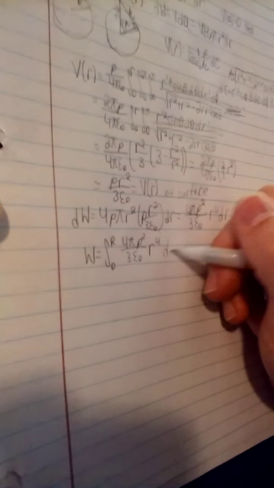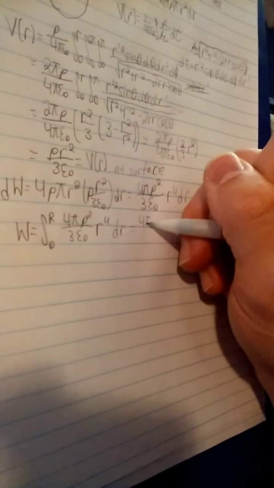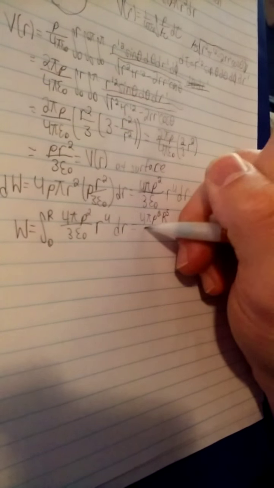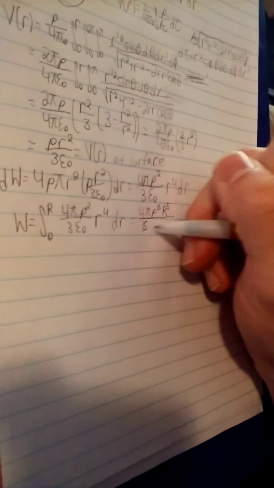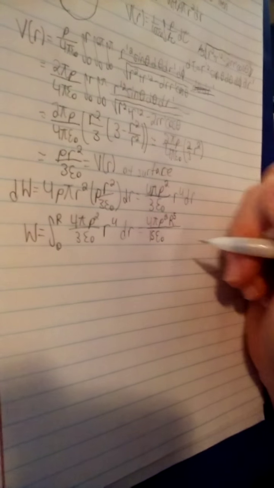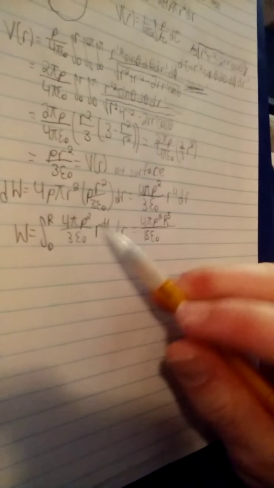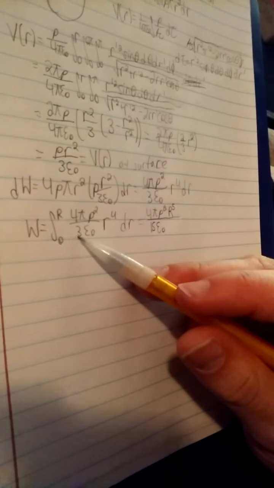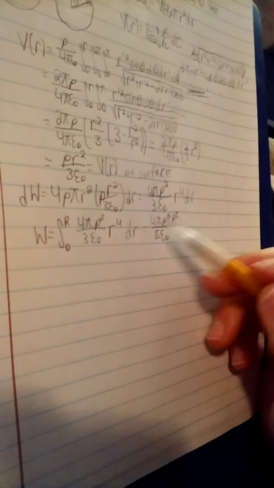Everything except for the r is a constant, thank God. So this is going to give us 4 pi rho squared R to the 5th over 15 epsilon naught. Got that just from doing the power rule. So we get the 5 and then add in the denominator, and this becomes r to the 5th, and we plug in R.